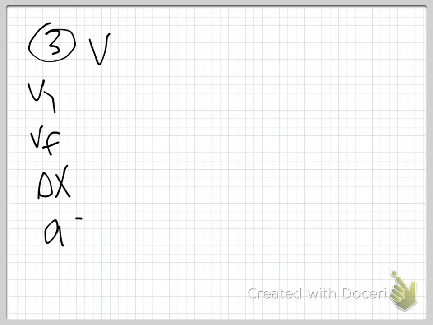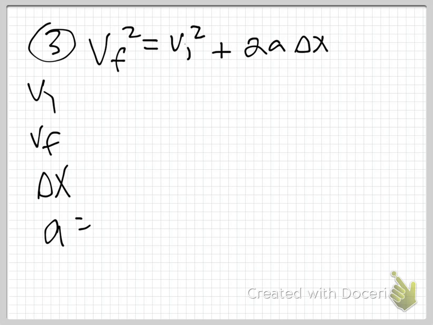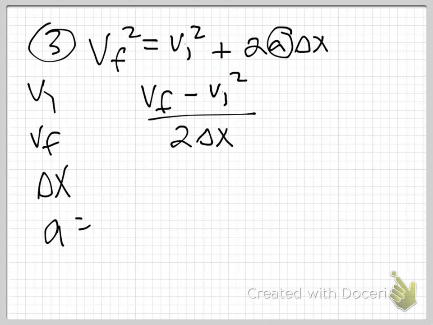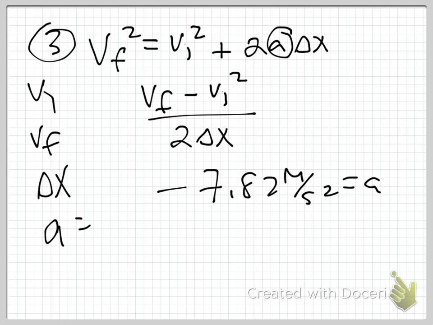Okay. So number 3, again, people did really well on this. Here you had VI, VF, delta X, and you were looking for A. So you can use VF squared equals VI squared plus 2A delta X. And of course we're solving for A, so we get VF squared minus VI squared over 2 delta X. Final answer with sig figs was negative 7.82 meters per second squared was your acceleration.